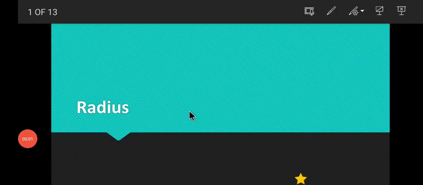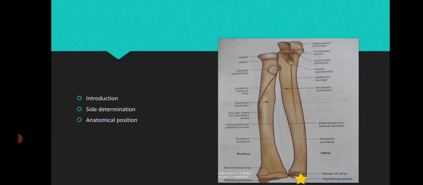Good morning, students. Today's topic of LCT is on radius. Radius is the lateral bone of the forearm. It is homologous with the tibia of the lower limb. Like the other long bone, it has an upper end, shaft, and the lower end.